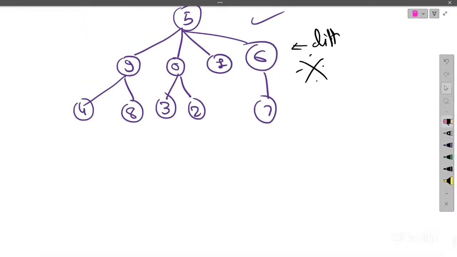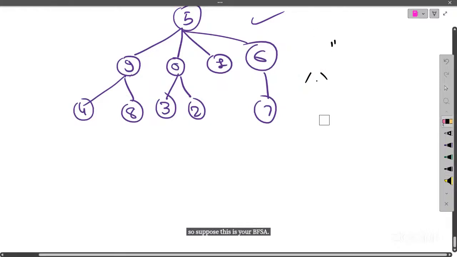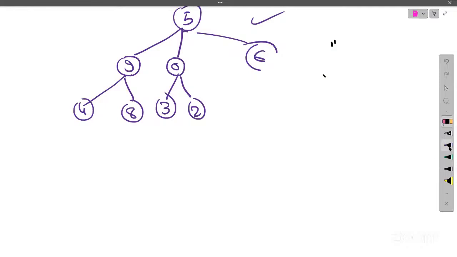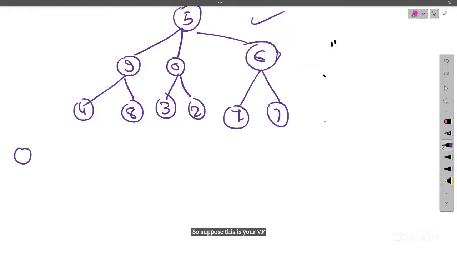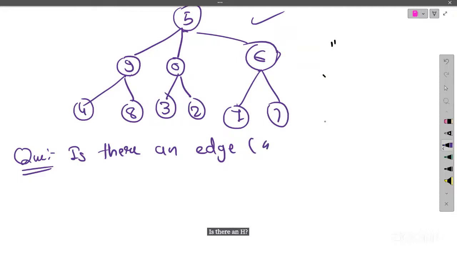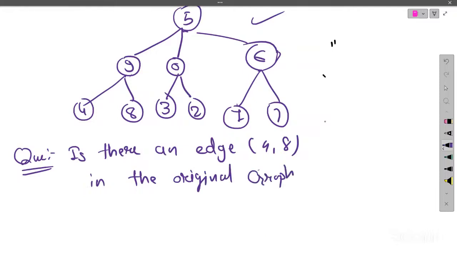Fine. So suppose this is your BFS tree now, and the question is: is there an edge 4,8 in the original graph? Right? This is your question.